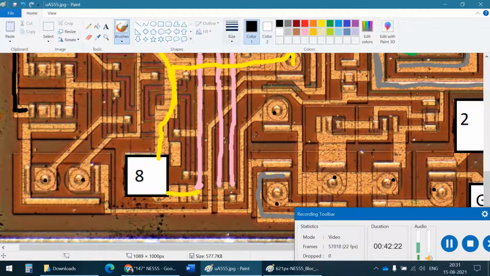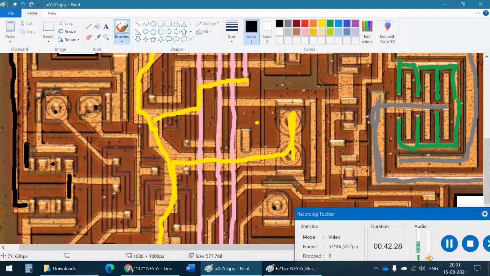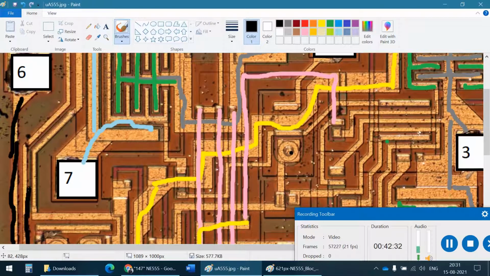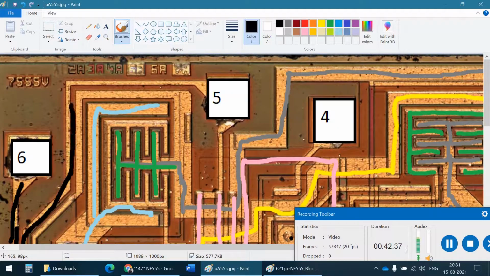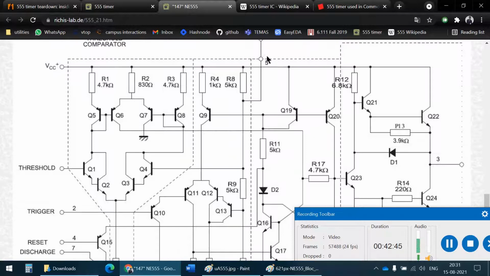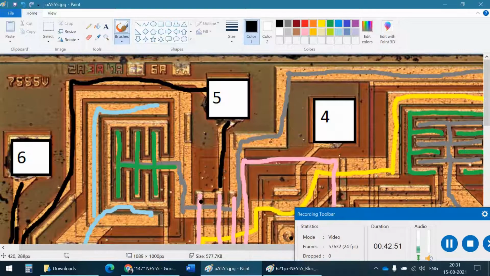Just take the black and continue. Here, here, here. And that pin goes to pin number 5. Goes like that. Here, to the control pin, number 5, which is the control pin. You go here, and pin number 5 is also connected to both the resistors. Like I said, pin number 5 is connected here as well as down here.